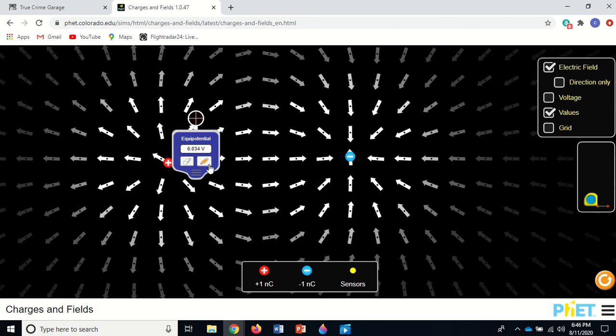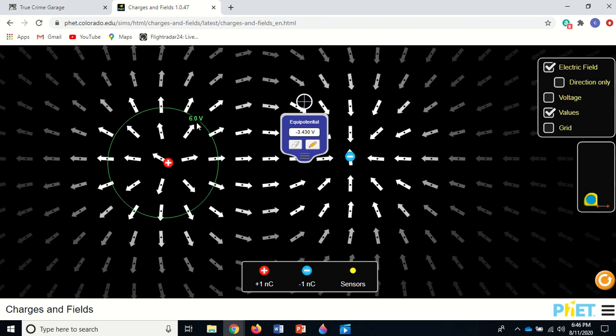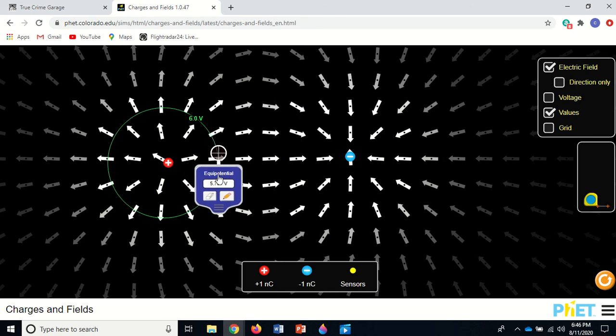6.034, that's close enough. And you click on this, I guess it's a pencil, I don't know. Click on that, and it gives us this circle. And it's about 6.0 volts. All the way around this circle is 6.0 volts. That's an equipotential surface that we learned about earlier in the semester. And we go around here, there's like about 5.8.